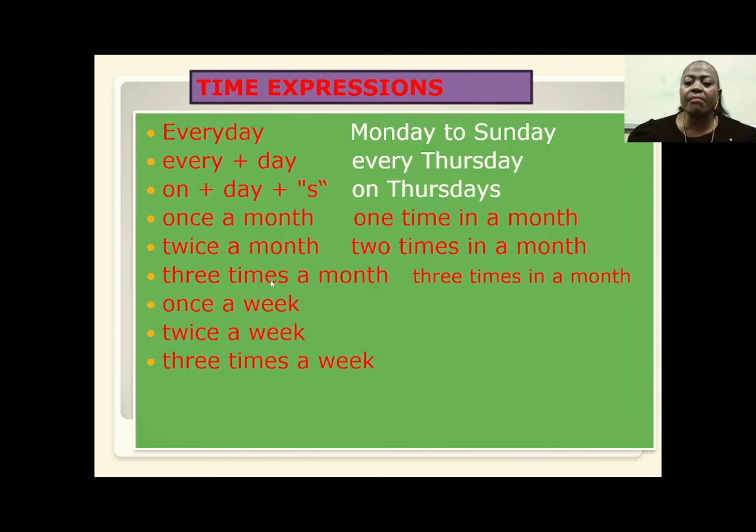Three times a month means three times in a month. So you don't need to say three times in a month. You can just say I go to the market three times a month. That's okay, and that is understood. And we also have once a week. Once a week means one time in a week.